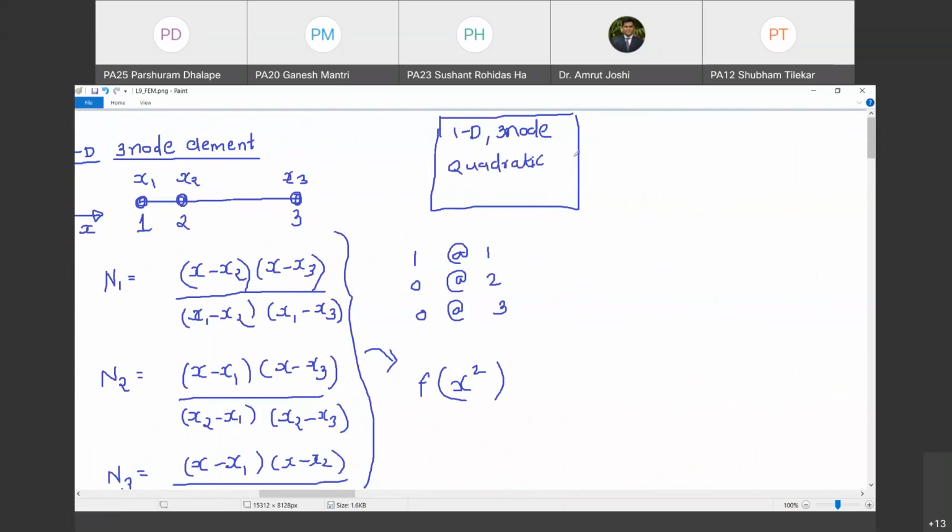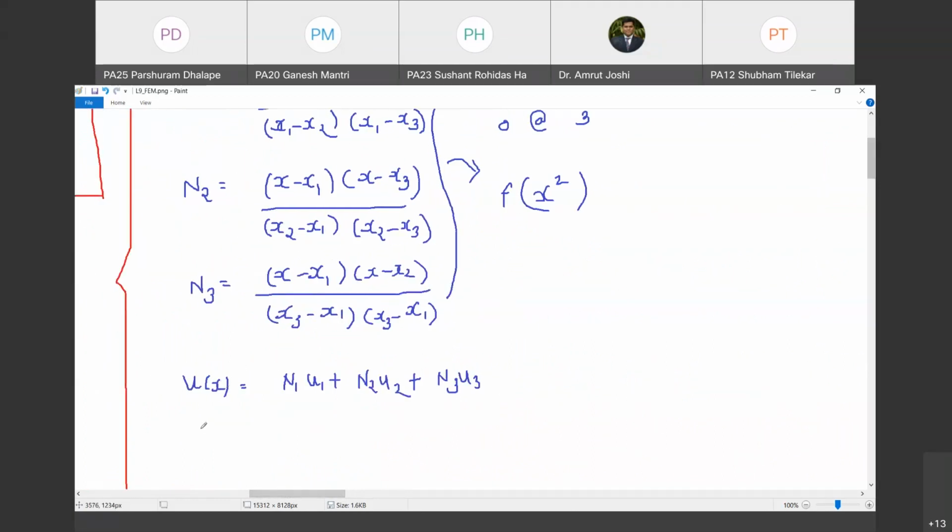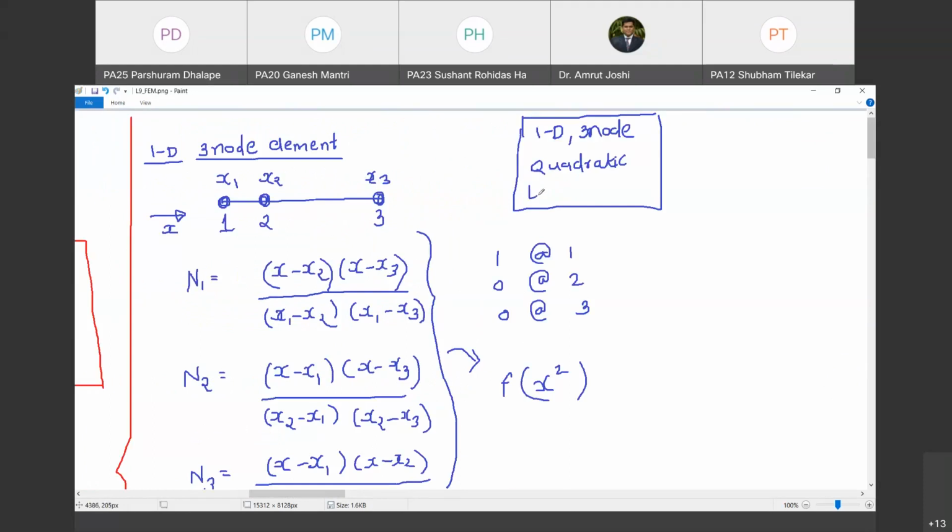So quadratic stands for the displacement variation within the element. It is the square function of x. And what about the strain? If I take epsilon xx, it is going to be dou u by dou x. When I do dou u by dou x, I take the first derivative of n1, n2, n3 with x. So if n1, n2, n3 are quadratic, then their first derivative is going to be linear, first power. So it is a linear strain element. Do you agree with me? Linear strain element. So it is a 1D 3 node quadratic linear strain element.